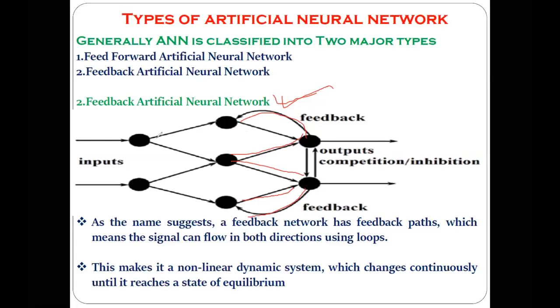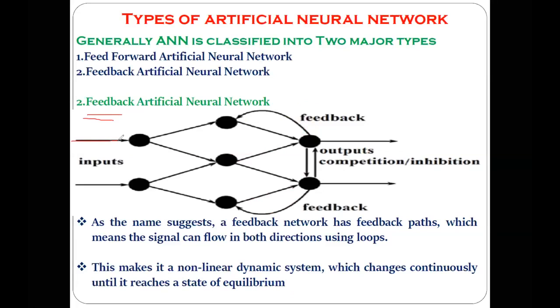Exactly. Now this will continue until the network reaches some state of equilibrium. What do we mean by equilibrium? What do you mean by that? Satisfaction. We call it the desired output. Until the desired output is generated, this process continues. Understood? This process continues, and this is referred to as the feedback artificial neural network.